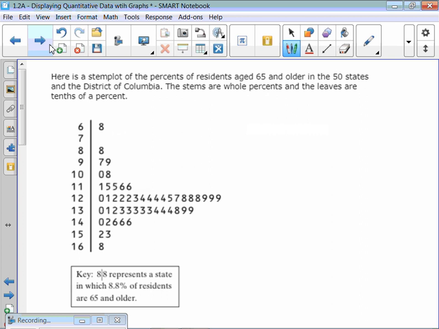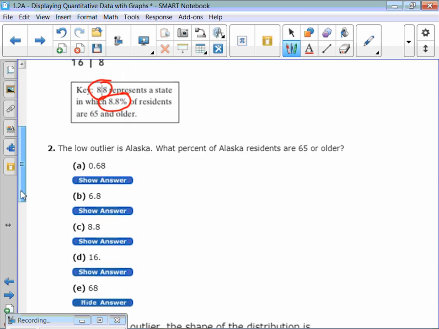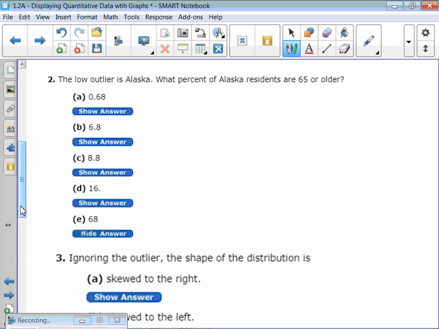I think we're good. But let's make sure we can understand these. Here's a stem plot of the percent of residents aged 65 or older in the 50 states and the District of Columbia. The stems are whole percentages and the leaves are tenths of a percent. So check out this key. 8/8 means 8.8% of people who are 65 or older. All right. So we'll just see if we can answer these multiple choice questions.